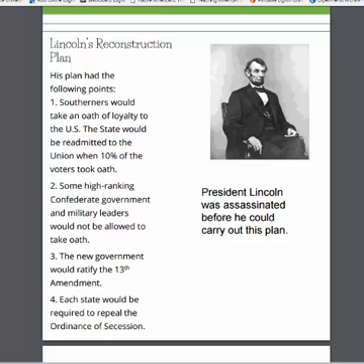Some of the things that Lincoln wanted to include in his Reconstruction plan were having Southern states take an oath of loyalty, having some high ranking Confederate people not being allowed to take this oath, ratifying the 13th Amendment, which ended slavery, and each state had to repeal the secession, which means that they left the Union, so that they would all be part of the Union. However, Lincoln was assassinated before this was fully carried out.